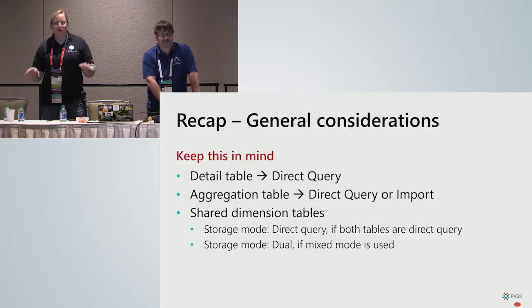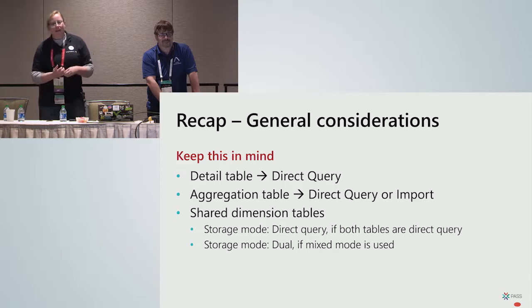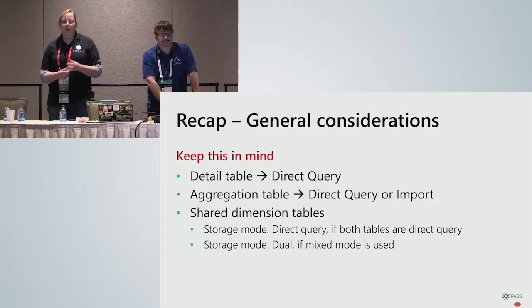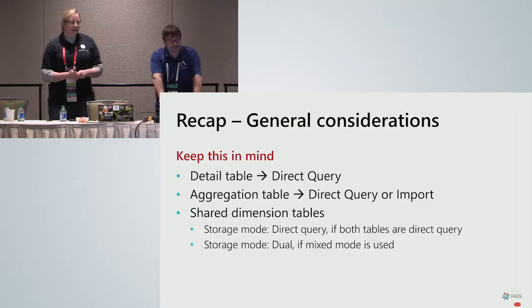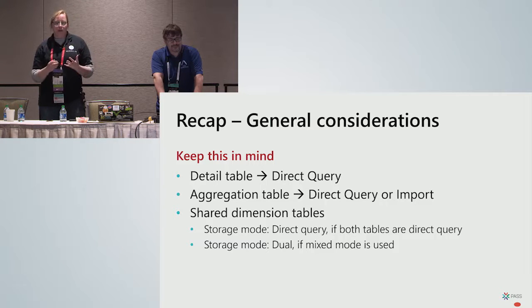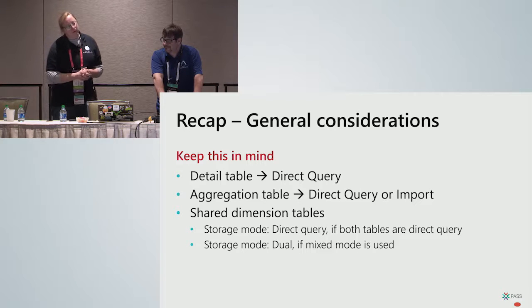If you're using live connections, you're still bound to, and let me recap, live connection is connecting to an analytical engine like SAP BW, Analysis Services Tabular, or Multidimensional. Then you can only connect to one data source. You don't have any other opportunities. For the aggregation table, you can decide if it should be direct query or import, together with the consequences we already mentioned. And if you have shared dimension tables, that means dimension tables that are related to both the detail and the aggregation table, then you have to decide about the storage mode for those tables as well.